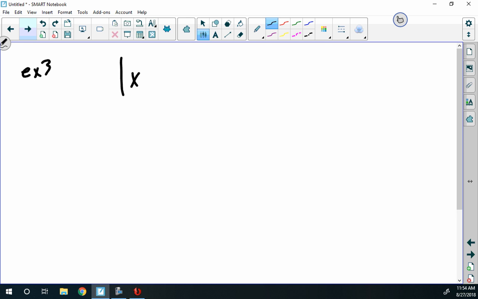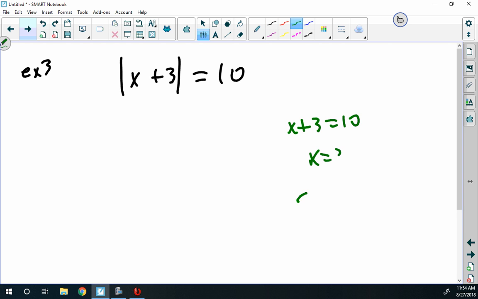What if we had the absolute value of x plus 3 equals 10? I know what somebody's thinking. They're thinking, okay, x plus 3 is 10, so x equals 7. So the answer is going to be 7 and negative 7, because it's always plus or minus the same thing. Well, is it?